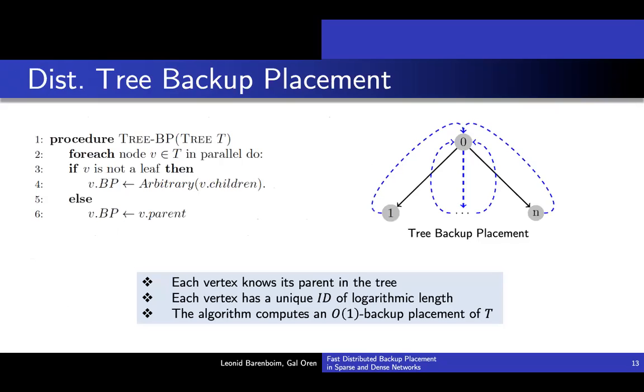The tree backup placement is as simple as possible. The procedure receives a tree T = (V, E) as input. Each vertex that is not a leaf selects an arbitrary child for the backup placement. Each leaf selects its parent for the backup placement. All these selections are performed in parallel within a single round. No complications.